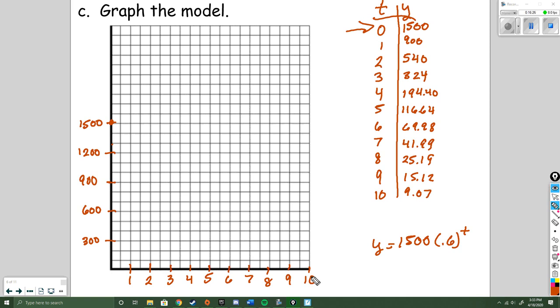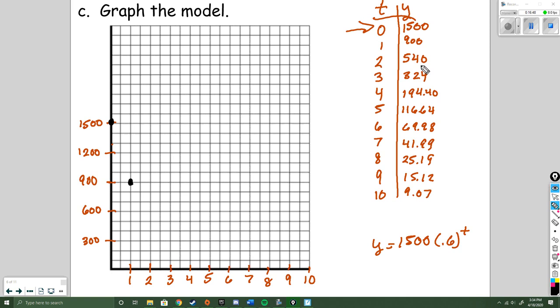So we have 0, 1500 as the first point, and I'm going to continue to plot the rest of the points to the best of my ability, and we're just going to estimate. It doesn't have to be 100% accurate. That's okay. If you wanted 100% accuracy, you could probably go with some simulation, some graphing calculator, or something of that sort.